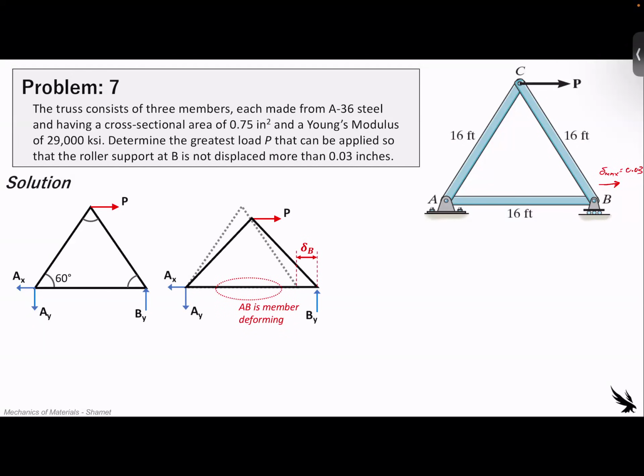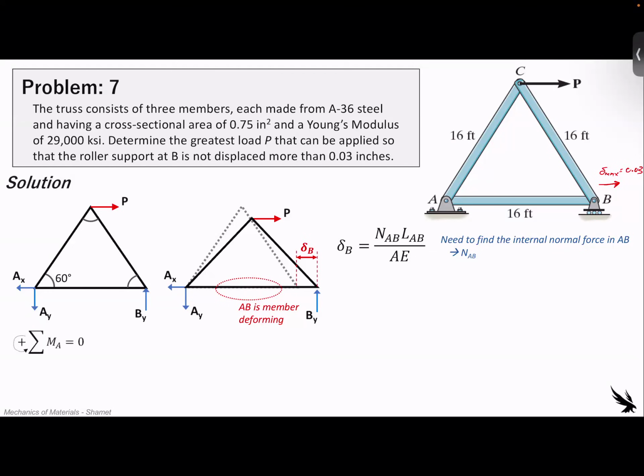within 0.03 diameter. So in this case, since everything is pin connections, the segment AB is the only member deforming. So what we need to find is the axial force in AB. The deformation of this AB member from our previous work is the internal force in AB times the length of AB divided by the cross-sectional area of AB times the Young's modulus of the material of AB. So we need to find that internal normal force in AB, which I'm showing as N subscript AB.